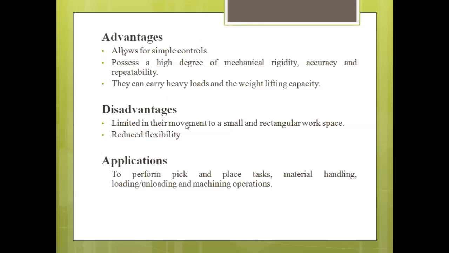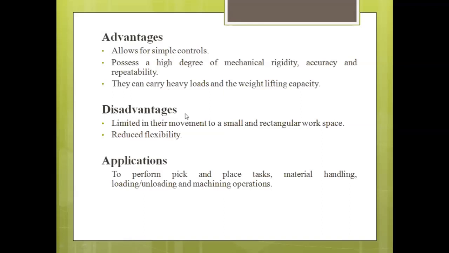Advantages of Cartesian configuration robots. The first advantage is it allows for simple controls. We can easily control Cartesian configuration robots, that is, the movements of the arms. Second, it possesses a high degree of mechanical rigidity, accuracy, and repeatability. Third, they can carry heavy loads, with high weight lifting capacity. These are very important advantages related to the Cartesian configuration robot.